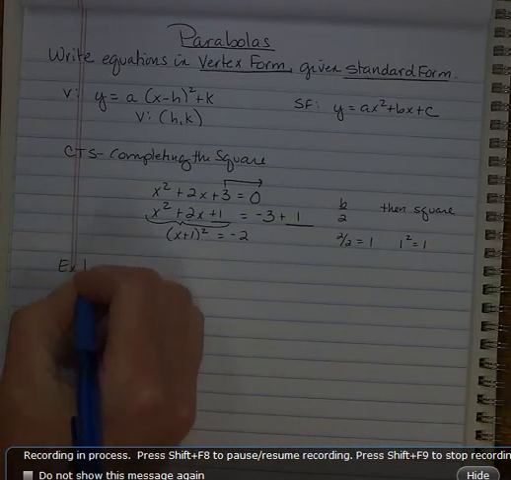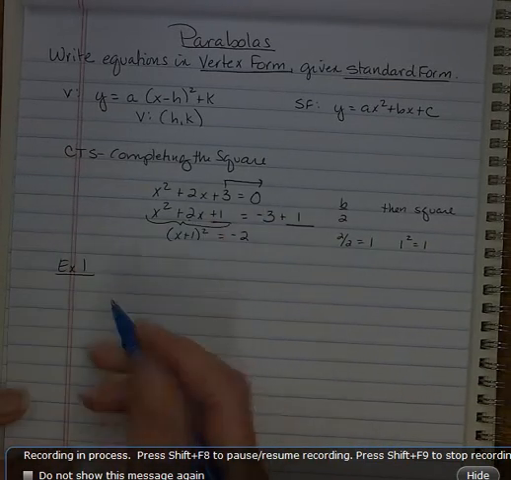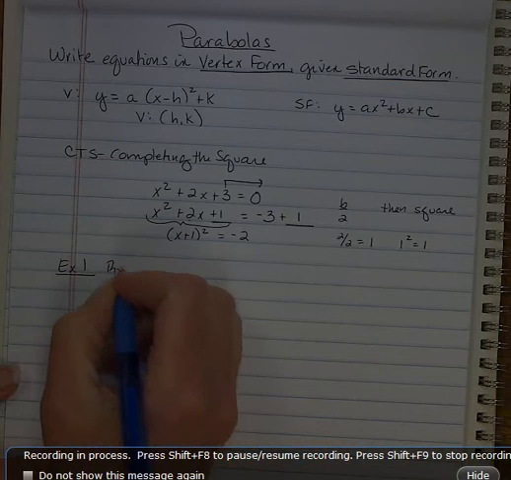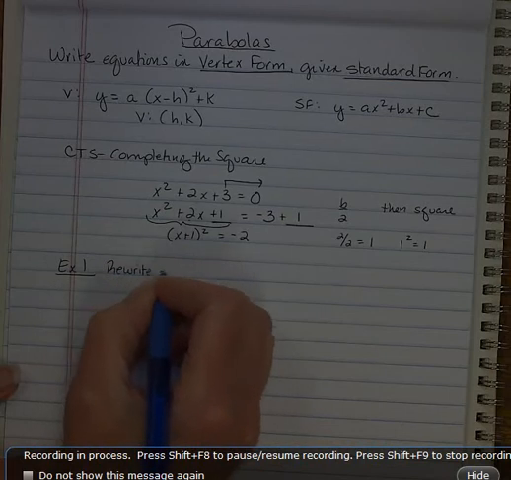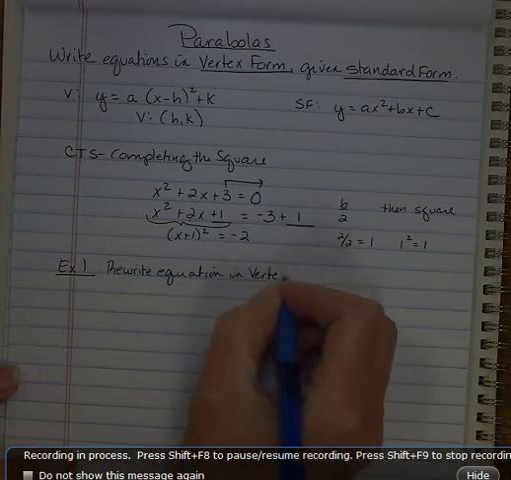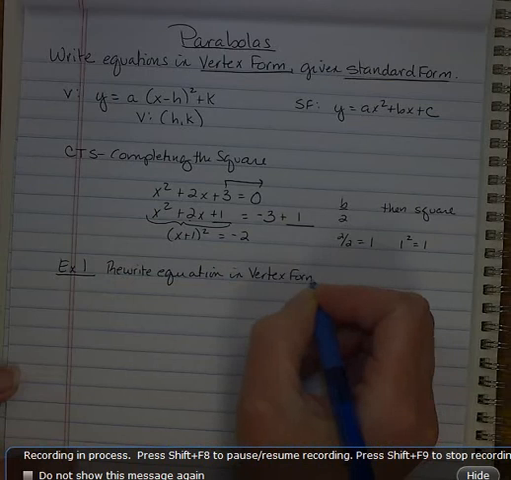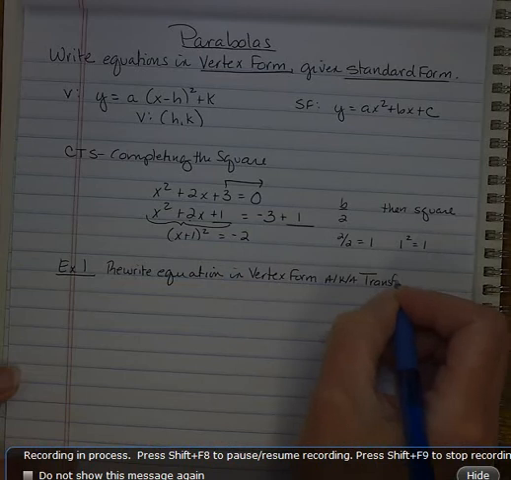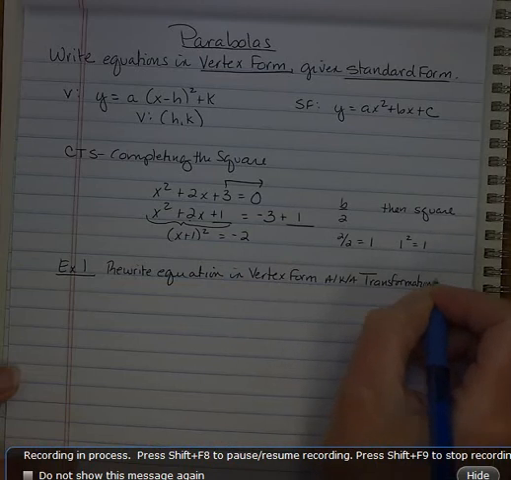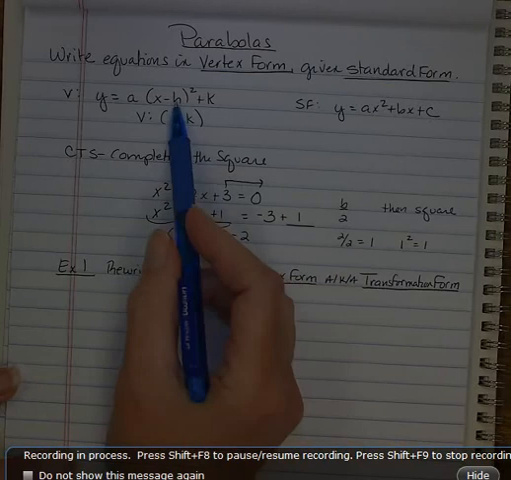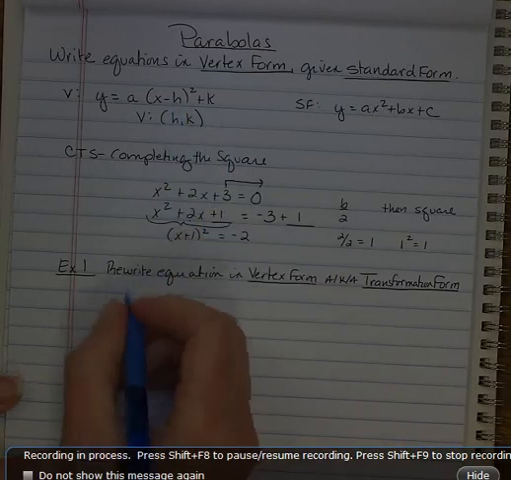Example number 1, and we're going to use these same values. I want you to see how this process is going to be different from solving. So we just want to rewrite the equation in vertex form, which is also known as transformation form. And they call it transformation form because it's super easy to graph your transformations. When you have something in vertex form, you know your right and left, you know your up, down. So it's real easy to graph.